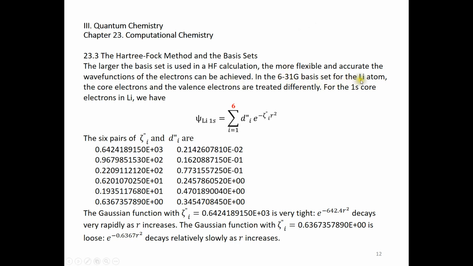In the 6-31G basis set for the lithium atom, we have both core electrons and valence electrons. They are treated differently. For the 1s core electrons, we use a linear combination of 6 Gaussian functions. The 6 coefficients are predetermined. Over here, the 6 coefficients are here. And zeta, we have 6 different zeta values. They are here.